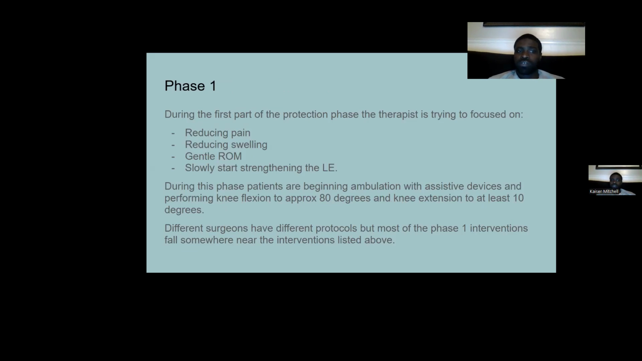So during phase 1, you want to focus on reducing pain and swelling. You could be using ice right here. You want to do some gentle passive range of motion, try to get some flexion back in that knee, at least 80 degrees, and 10 degrees of extension. And you also want to slowly start strengthening the lower extremity. One really good exercise to do right here is short arc quads.